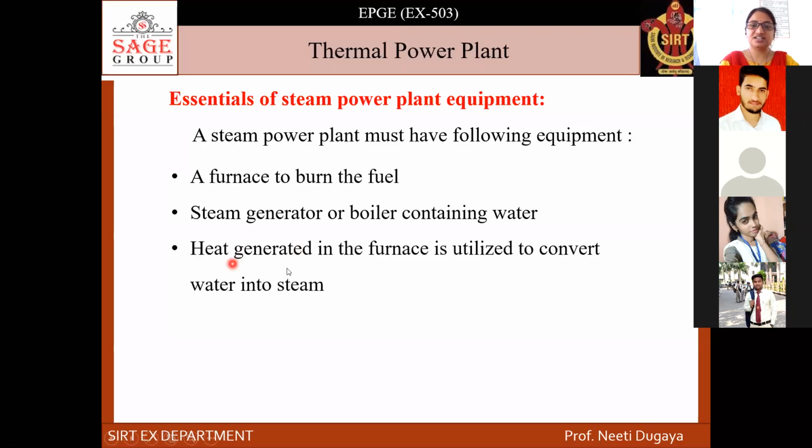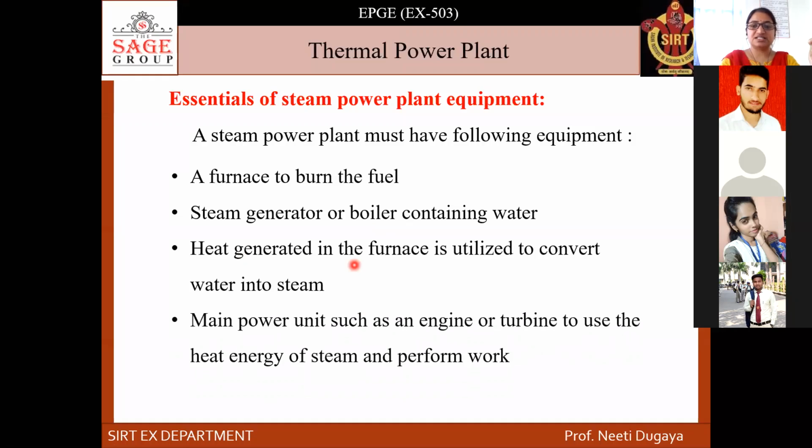Next, the heat generated in the furnace is utilized to convert the water into steam. Unless heat is generated, how can we boil the water? Then next is the main power unit, such as an engine or turbine, which is used to convert the heat energy of steam and perform work. How is that heat energy going to perform work? The heat energy produces steam, and that steam rotates the turbine, and the turbine is associated with the alternator. So this is how it goes.